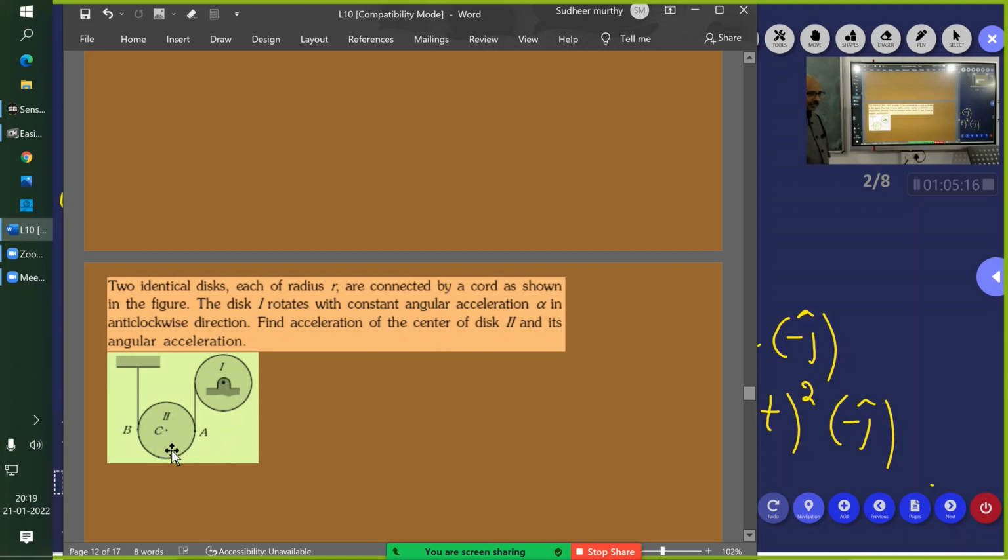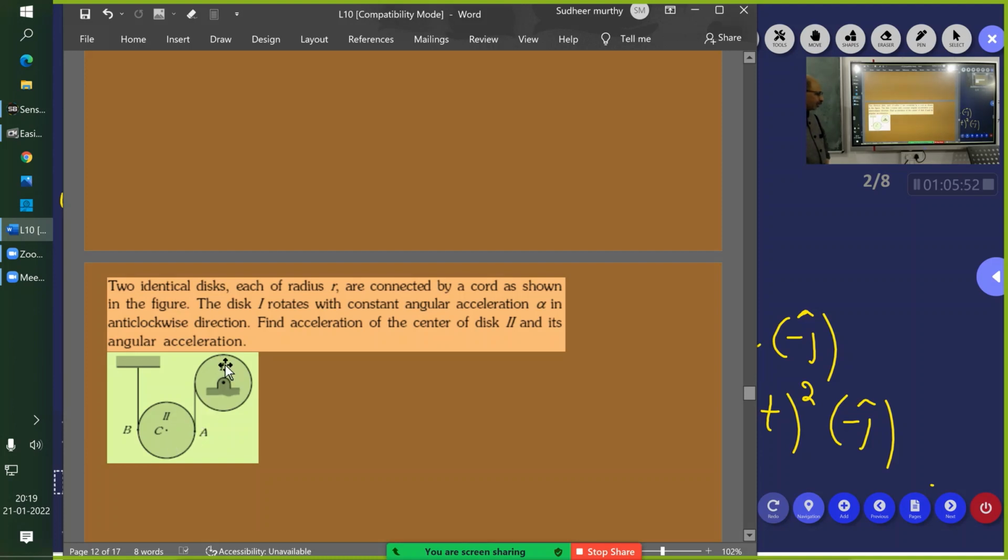Acceleration of C is down. The acceleration of C should be parallel to the tangential acceleration at that point A. So that will be alpha R. The acceleration of the center of disk 2 will be alpha R in the minus j direction. And since we know the acceleration of the center of the disk, when we divide that by R we will get the angular acceleration of disk 2.